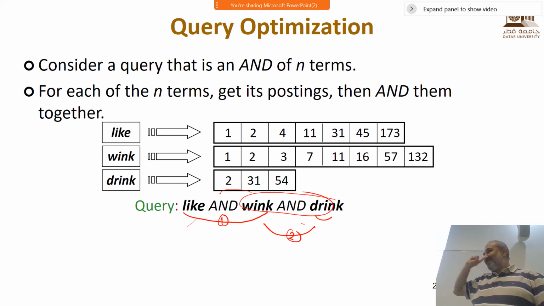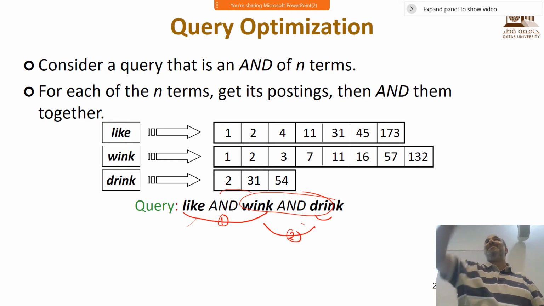But that's the worst case. Okay? In optimization, you look for the average case, right? Not the worst case, because the worst case will not happen every time. The worst case is the size of both, right? The sum of the sizes of both. But in reality, you don't get to the end of both, right? You get to the end of one of them.